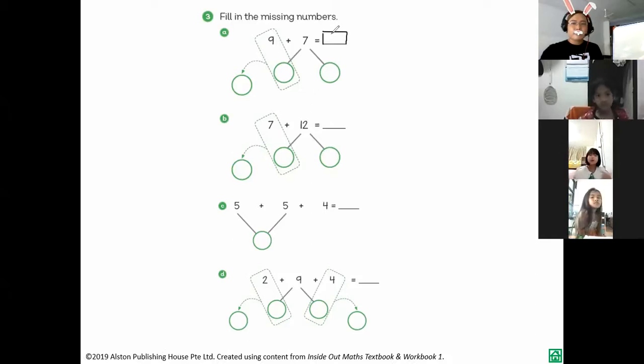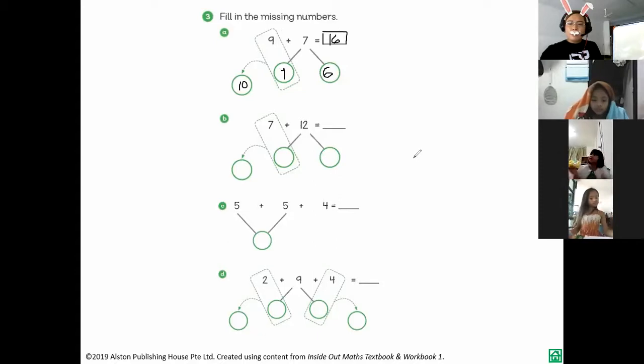Very good, that's 16. Okay, so we have 9 and 1 make 10. And then 1 and 6 make 7. So same as 10 and 6 make 16. Okay, very good.